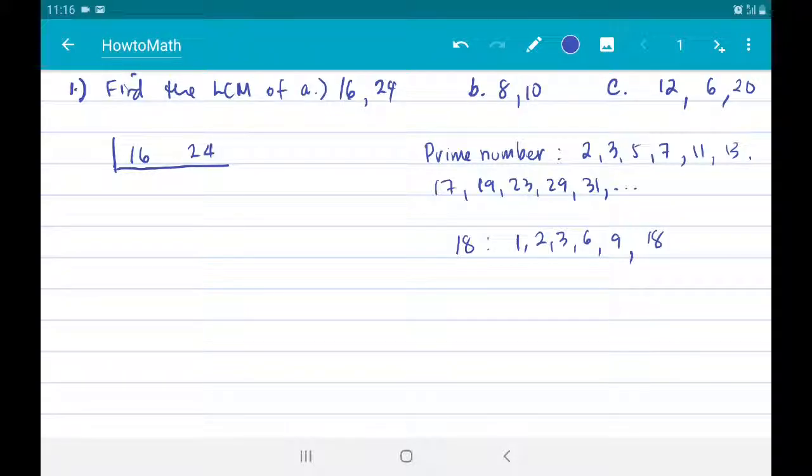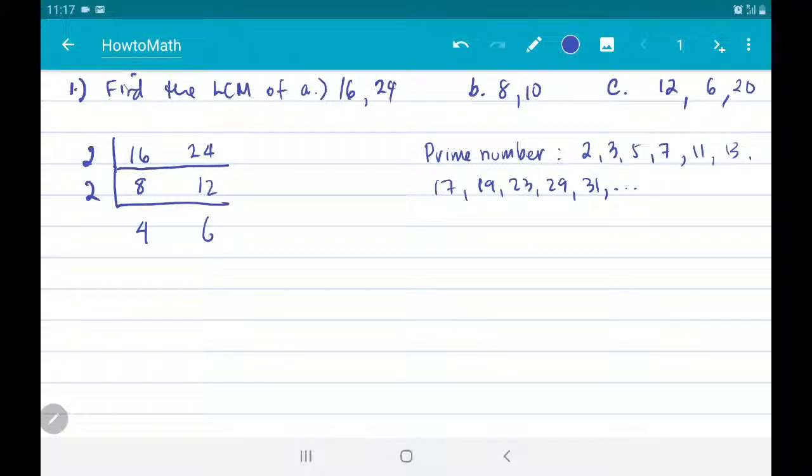Alright, so we divide this by the smallest prime number, which is 2. This is 8. This is 12. And these two numbers, 8 and 12, are still divisible by 2. You will only stop when all the numbers left are prime numbers. So 8 and 12 are not prime, so we divide further by 2. This is 4, this is 6, and again these two numbers are divisible by 2, so we divide by 2 again. We have 2 and then we have 3.